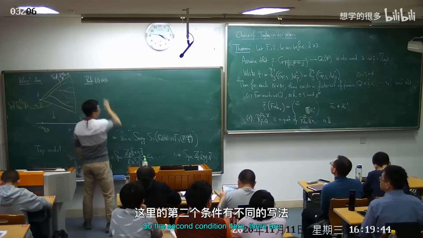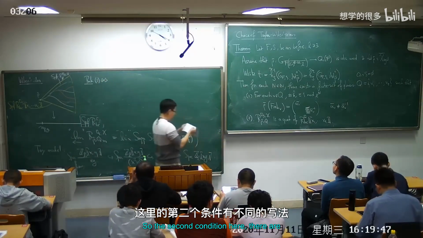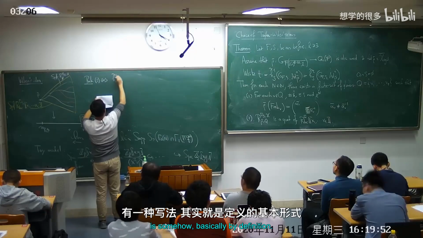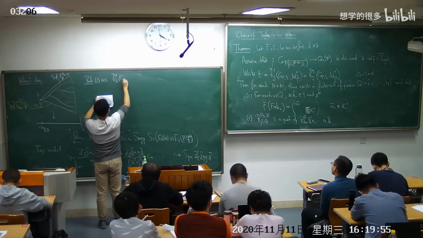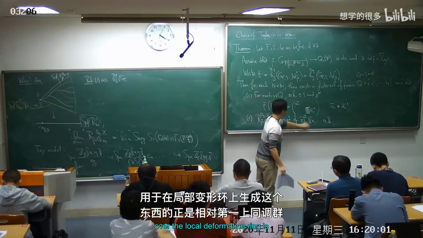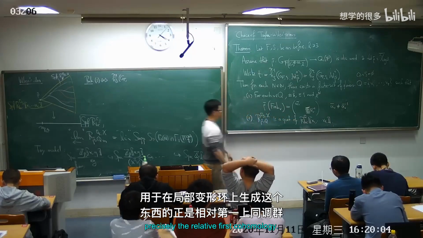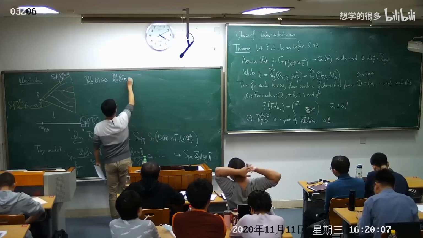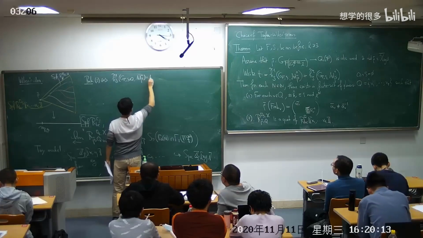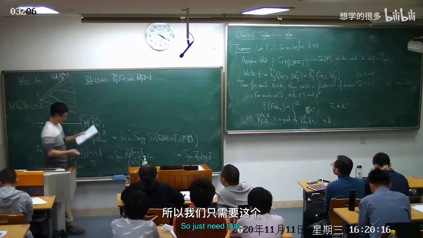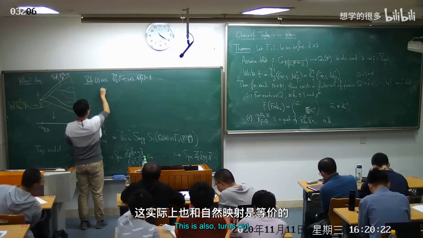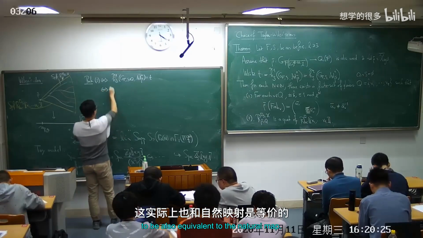So the second condition here, there are different ways to write the second condition. One way to write this is basically by definition. Recall that there's a theorem saying that the number of generators you have to generate this thing over the local deformation ring is precisely the relative first cohomology. So just need that. This also turns out to be equivalent to the natural map.